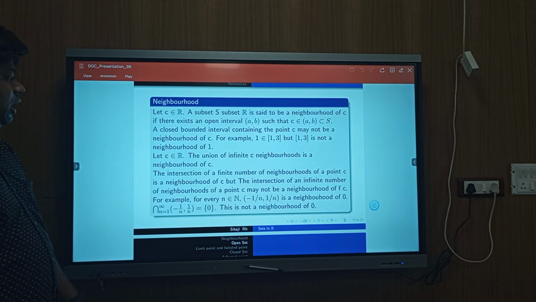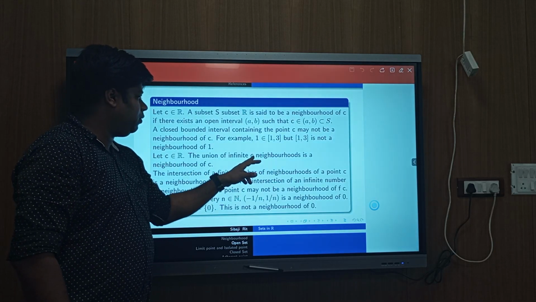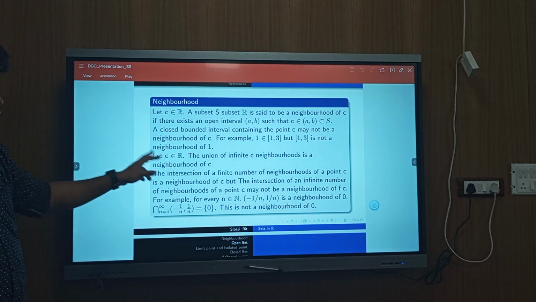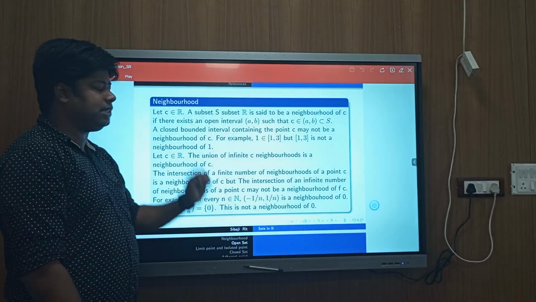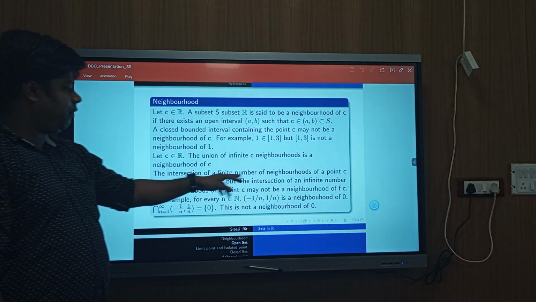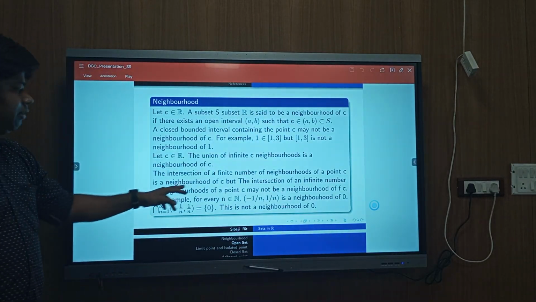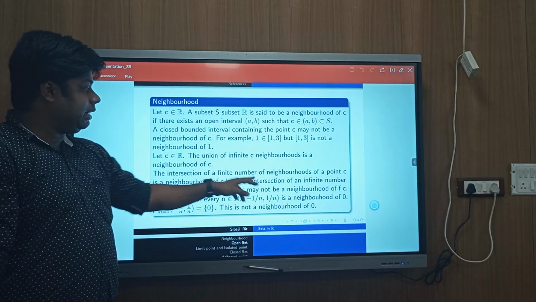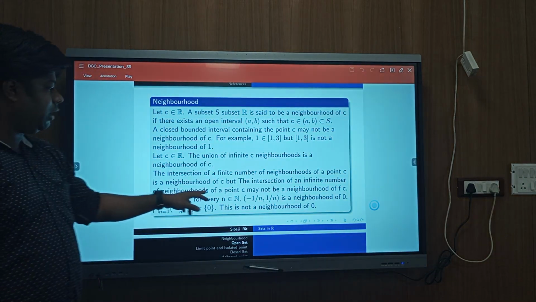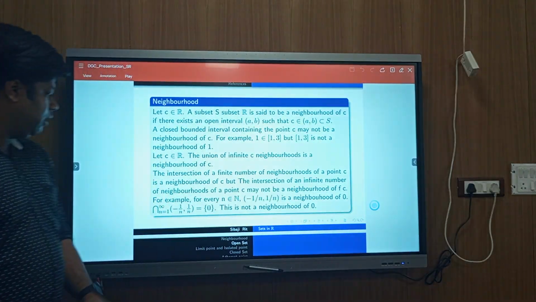Let c belong to R. The union of any number of neighborhoods of c is also a neighborhood of c. This is a result. Another result is that the intersection of a finite number of neighborhoods of a point c is a neighborhood of c, but the intersection of an infinite number of neighborhoods of c may not be a neighborhood of c.